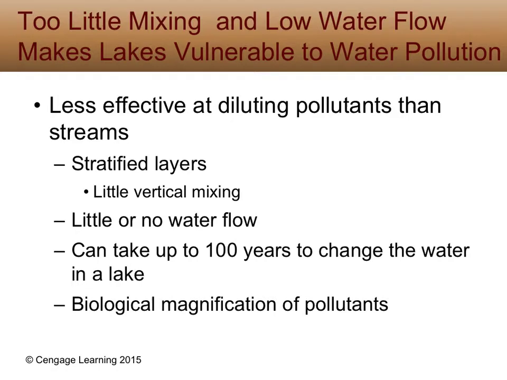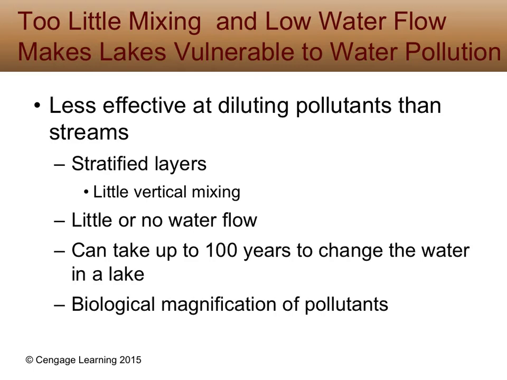Now, lakes. Lakes are a little bit less effective at diluting pollutants because, quite honestly, they're not moving. They get stratified. We get those stratified layers in there, if we remember that: the epilimnion, hypolimnion, and of course the thermocline on the inside. We have very little water flow through there, which means we generally don't have quite as high dissolved oxygen content. It can take hundreds of years to change the water in a lake.